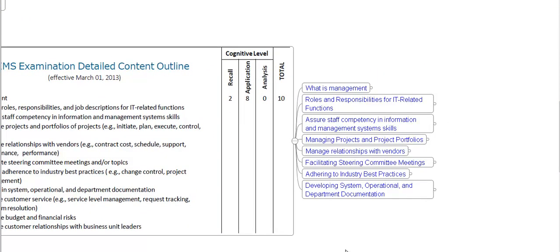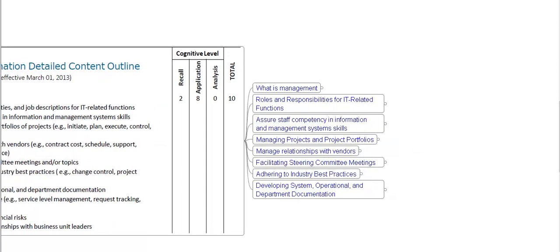I will try to cover all these topics in the following section. What is management? Role and responsibilities for IT related function. Assure staff competencies, information and management system skill. Manage projects and project portfolio. Manage relationship with vendors. Facilitate steering committee meetings. Adherence to industry best practice and developing system, operational and departmental documentation.